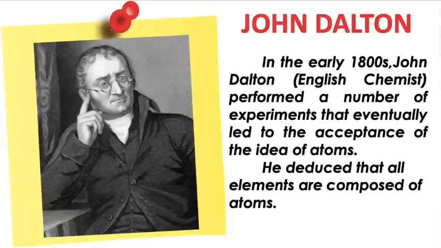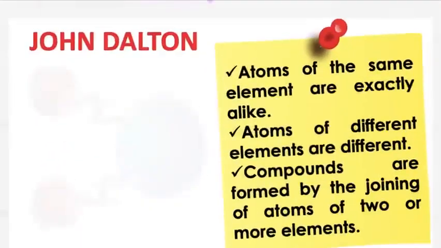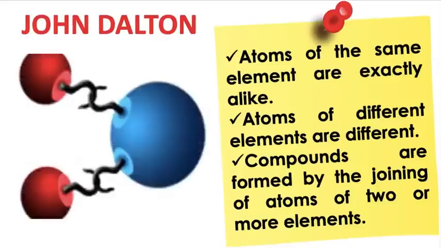is John Dalton. In the early 1800s, John Dalton, an English chemist, performed a number of experiments that eventually led to the acceptance of the idea of atoms. He deduced that all elements are composed of atoms. And this is his atomic model. As you can see, atoms of the same element are exactly alike. According to him, atoms of different elements are different. Compounds are formed by the joining of atoms of two or more elements. So this is John Dalton's atomic model.